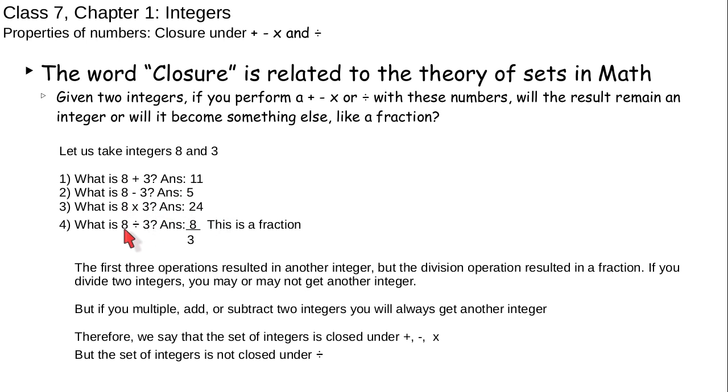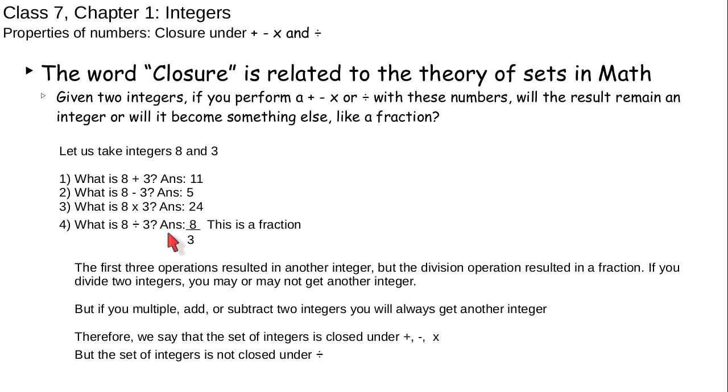But what about division? What is 8 divided by 3? The answer is 8 by 3. Now 3 cannot divide 8. Therefore this is a fraction. So the first three operators resulted in another integer, but the division operation resulted in a fraction.